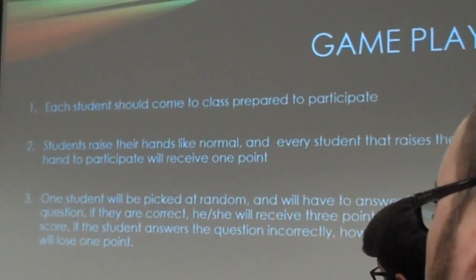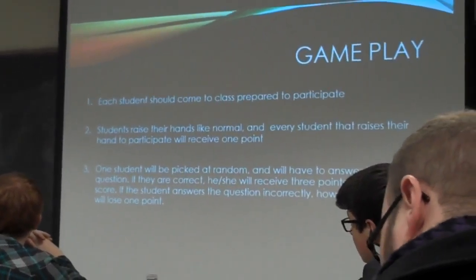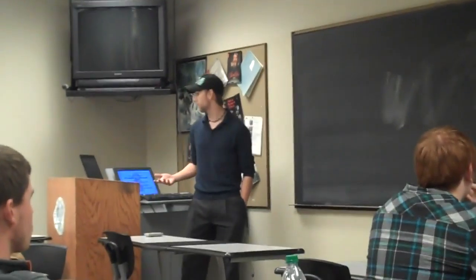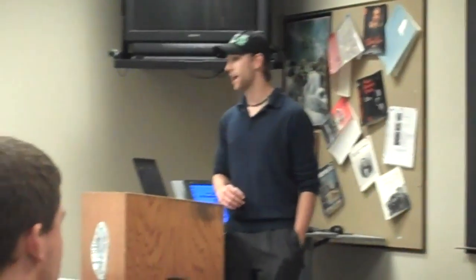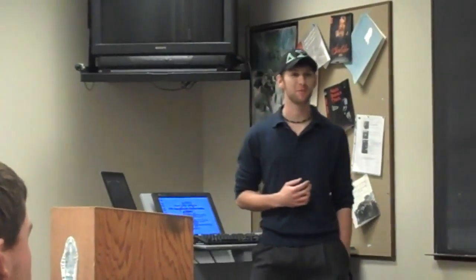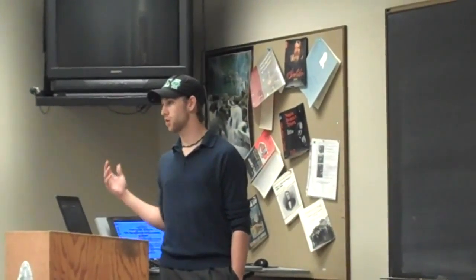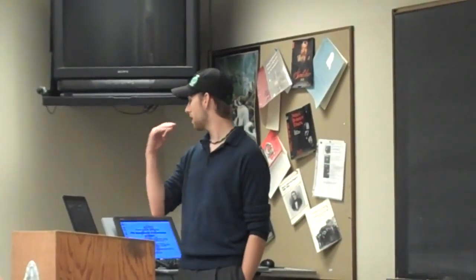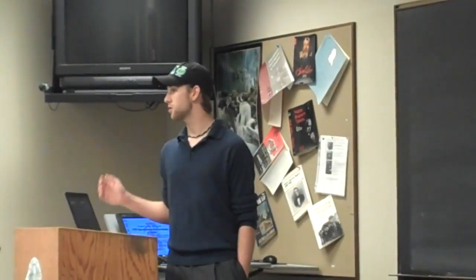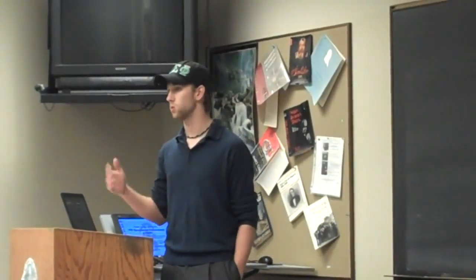Gameplay. So first of all, like any actual class, every student should come to class prepared. That's just kind of a given. When a teacher asks a question, every student will raise their hands like normal. When Professor Atkins asks a question, of course, every single one of us will raise our hands during a classroom and try to participate. After that, the random generator in the program will pick one student at random, and that student will be asked the question. If the student gets it right, they will receive 2 points towards their overall score. If they get it wrong, they will lose 1 point.